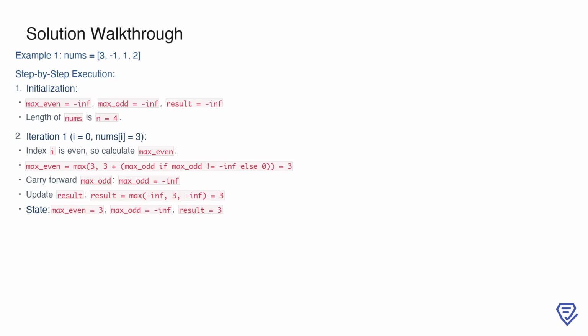To solve the problem, we start by initializing three variables, max_even, max_odd, and result, all set to -infinity to represent the worst-case scenario. The length of the input array nums is 4.